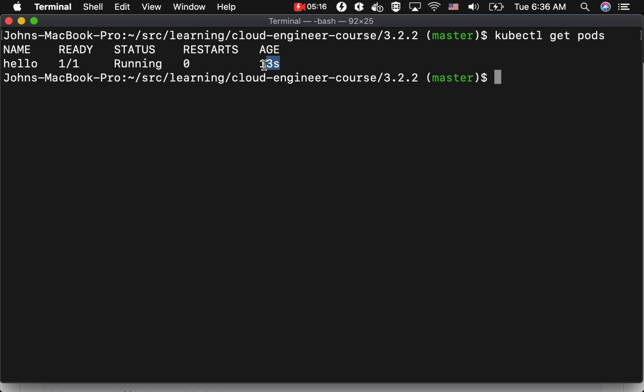One thing I'll look at here real quickly is this restarts. Another thing that pods do for you, in addition to just grouping containers, is they also ensure that any containers that maybe die or get killed get automatically restarted.